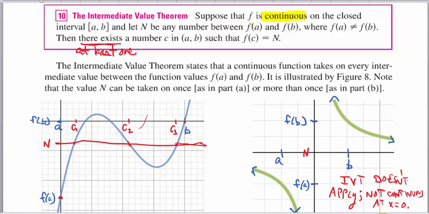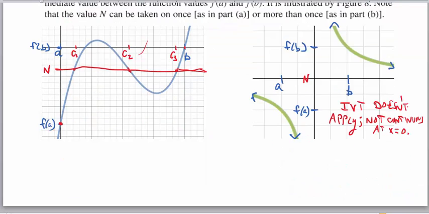Now, where else wouldn't it work? If there's a jump, any kind of discontinuity. If there's a jump discontinuity, the intermediate value theorem doesn't have to apply because it's not continuous. Or even if there's a removable discontinuity, it doesn't have to apply, because it's not a continuous function. So I gave you the case of an infinite discontinuity, but it also wouldn't apply in the case of a jump discontinuity or a removable discontinuity. Okay?